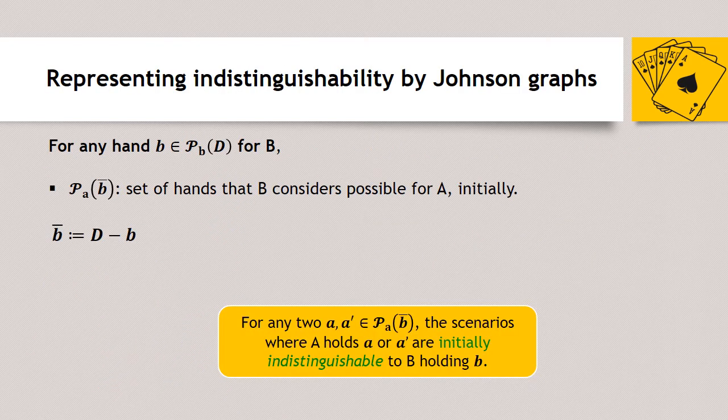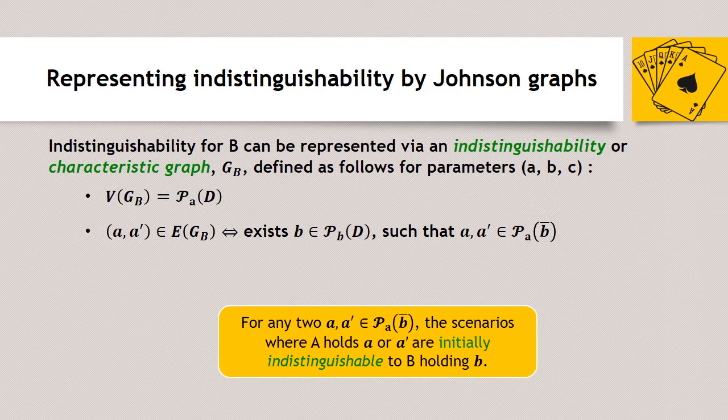For getting a formal definition of what an informative and minimal informative announcement protocol for Alice is, we could consider representing indistinguishability for Bob. In particular, for every hand B that Bob could hold, we could consider the set of hands that Alice might hold initially, this is before any announcement, given that Bob holds B. Then, this set consists of all subsets of size A out of the deck D, which are disjoint from B. Hence, for any two hands in this set, the scenarios where Alice holds one or the other are initially indistinguishable for Bob.